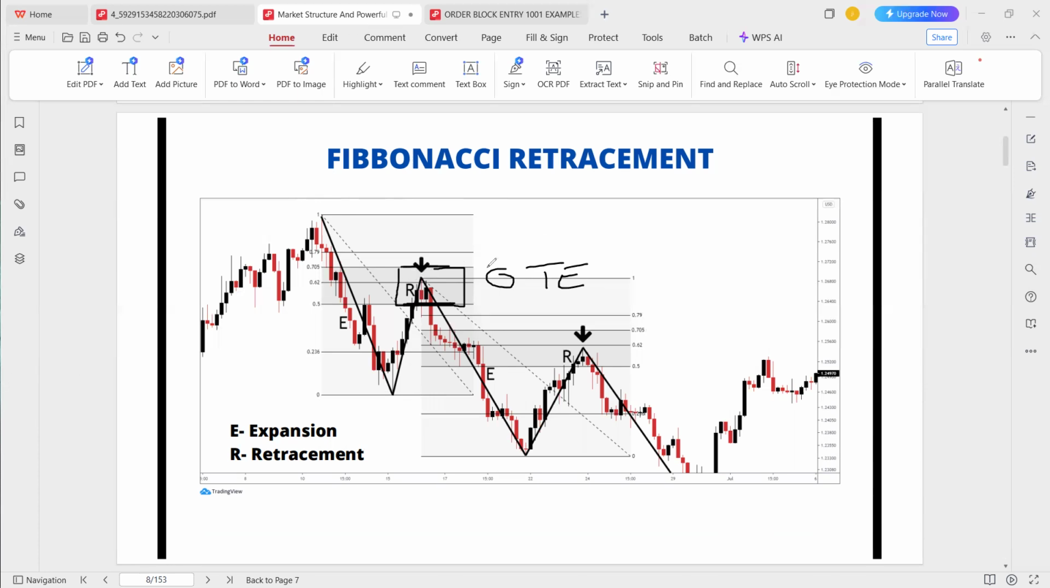But before we go further, I want you to know that some of the setups, or rather some of the retracements, are going to be shorter in such a way that they will only reach this area here without tapping into your actual OTE.